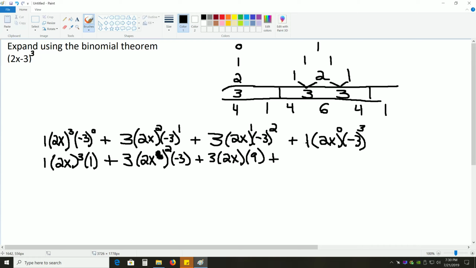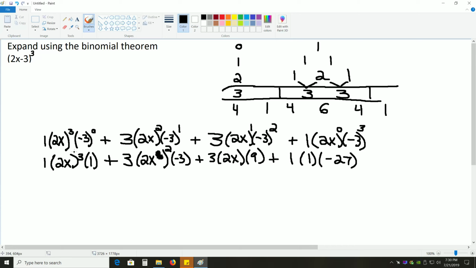Plus 1 times 2x to the 0, well, anything to the 0 power except 0 we said is 1, times negative 3 to the third. Negative 3 times negative 3 is positive 9, times negative 3 again is negative 27. Okay, so we can keep simplifying this further. 1 and 1 being multiplied to this 2x to the third, like we said earlier, will just go away.